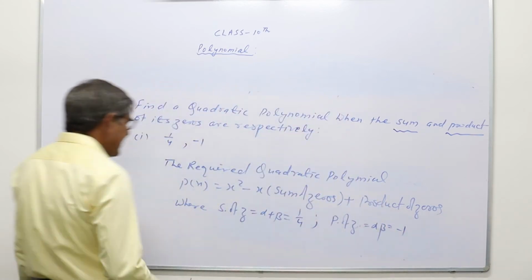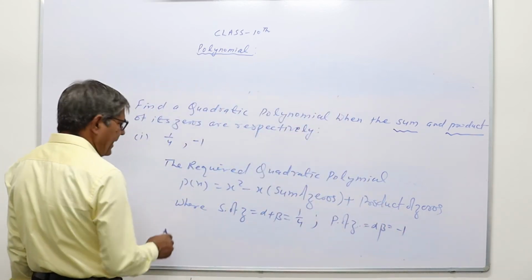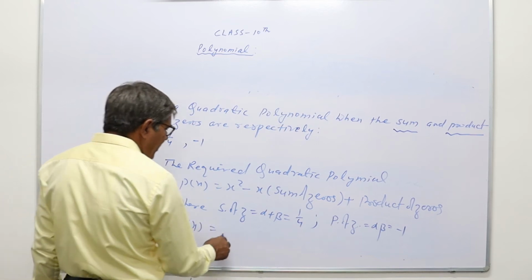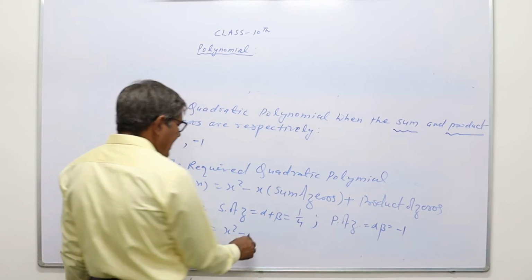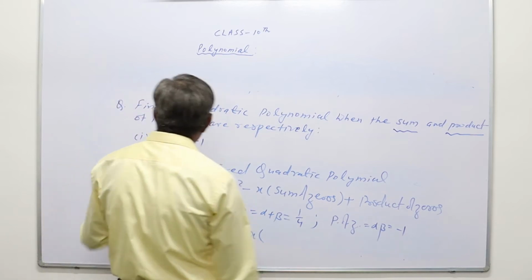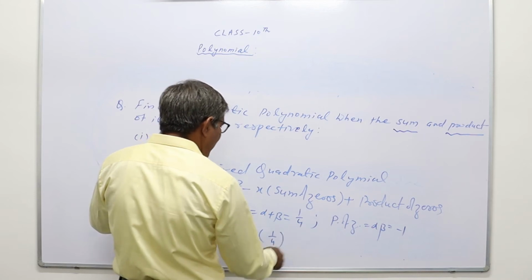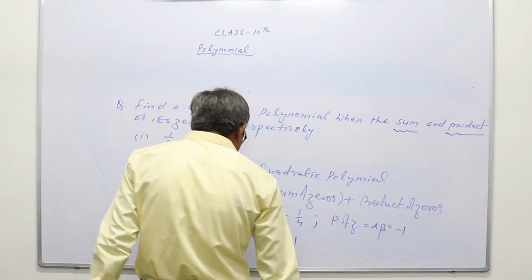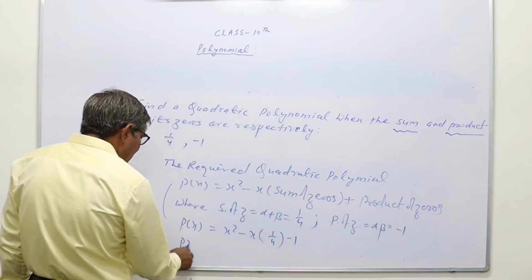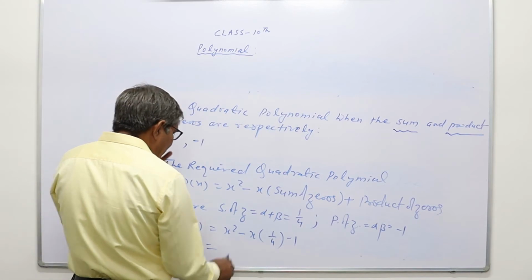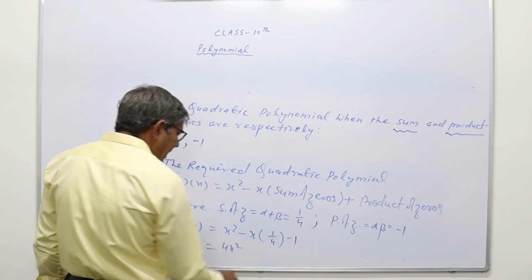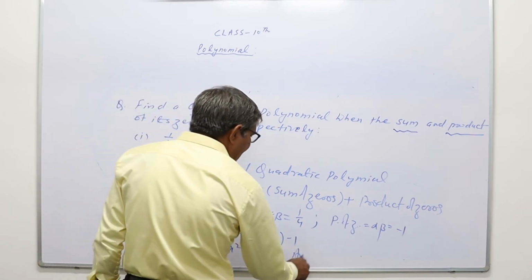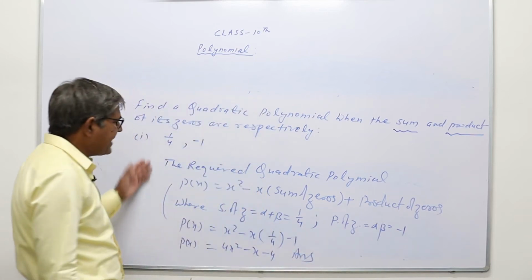So directly substituting these values in this formula, p of x, that is the required quadratic polynomial, is x square minus x into, what is the sum of zeros? The sum of zeros is 1 by 4, plus the product of zeros, which is minus 1. So while taking the LCM, it will be 4x square minus x minus 4. That is your required answer. So this is the second method.